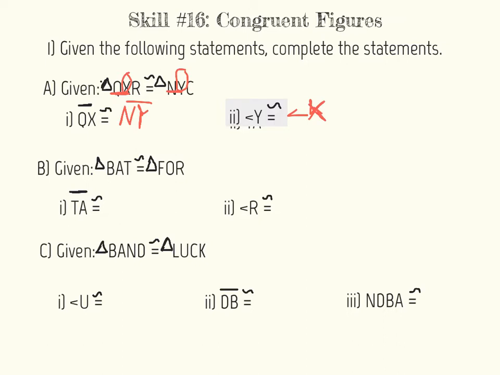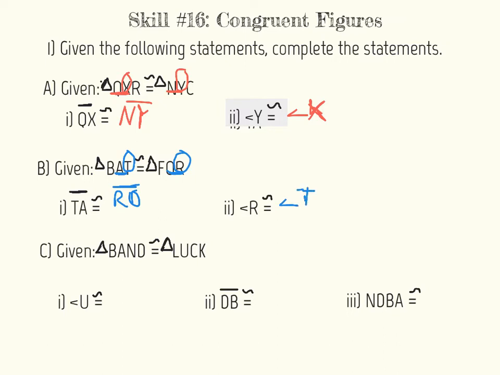Alright, the next one we have, given triangle BAT is congruent to triangle FOR, and we have segment TA, so I'm going to go with the last letter and then the second letter of the other one, so that would be RO. Make sure you put them in the proper order or it won't really make sense. Okay, and the next one, angle R. Angle R is the last letter of the second one, so I'm looking at the last letter of the first one, and it is congruent to angle T.